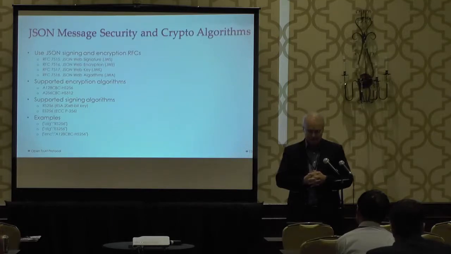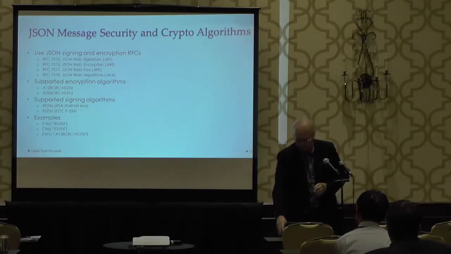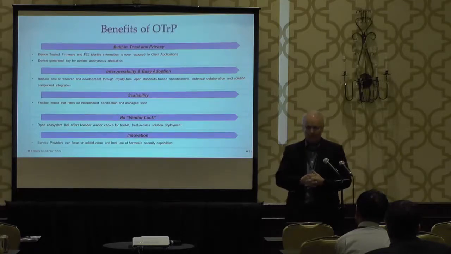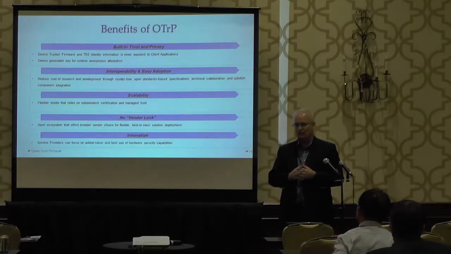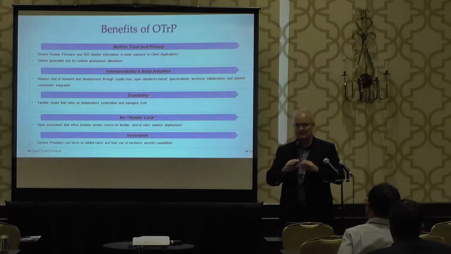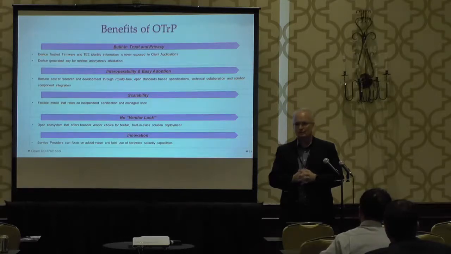This is a list of JSONs that are referenced within the protocol. I'll let you go through that list. I don't think that I need to really describe it. And so the benefits of OTrP is we see a standardized mechanism for built-in trust and privacy. That's actually very important to have that consistent mechanism for trust and privacy for service providers. This was one of the big issues of the card companies, Visa and MasterCard.